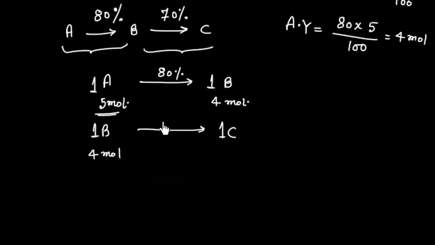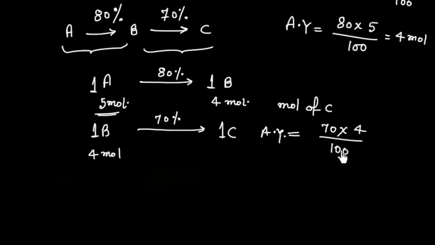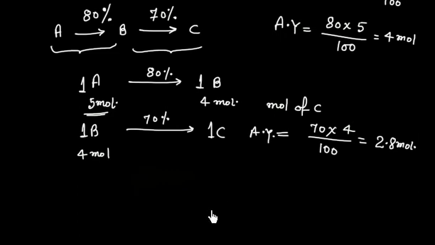Now if you go to this reaction, that is only 70% yield. What is the mole of C? So mole of C we can find using the same idea, that is the actual yield, percentage yield multiplied by theoretical yield. So 4 mole will give you 4 mole, so 70 into 4 divided by 100. So what is the final answer? This is 2.8 mole. So you see, finally you are getting only 2.8 mole.